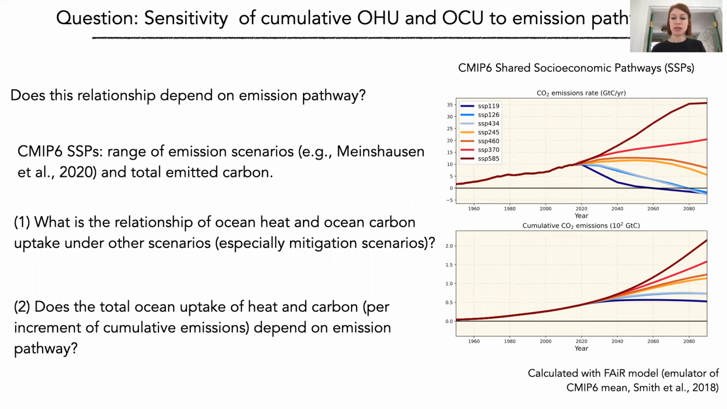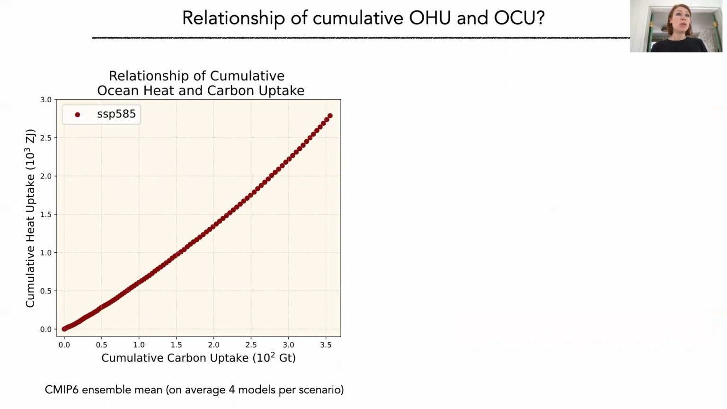Okay, so let's get into this. What I'm showing here is the relationship of cumulative ocean heat and carbon uptake, carbon on the x-axis and heat on the y-axis. This is for an RCP 8.5 scenario. I should mention I'll be just showing the CMIP6 ensemble mean, for simplicity going forward, which in this case is about 8 models, but on average is about 4 for different scenarios. And as you see for this 8.5 scenario, we've recovered this quite linear relationship between these two properties that has been shown in the Bronselaer and Zanna study.